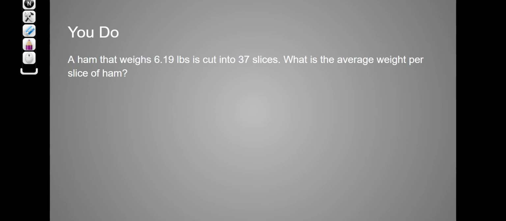For your problem to do on your own, a ham that weighs 6.19 pounds is cut into 37 slices. What is the average weight per slice of ham? Pause the video and attempt this on your own. Remember, the answers will be provided at the end.